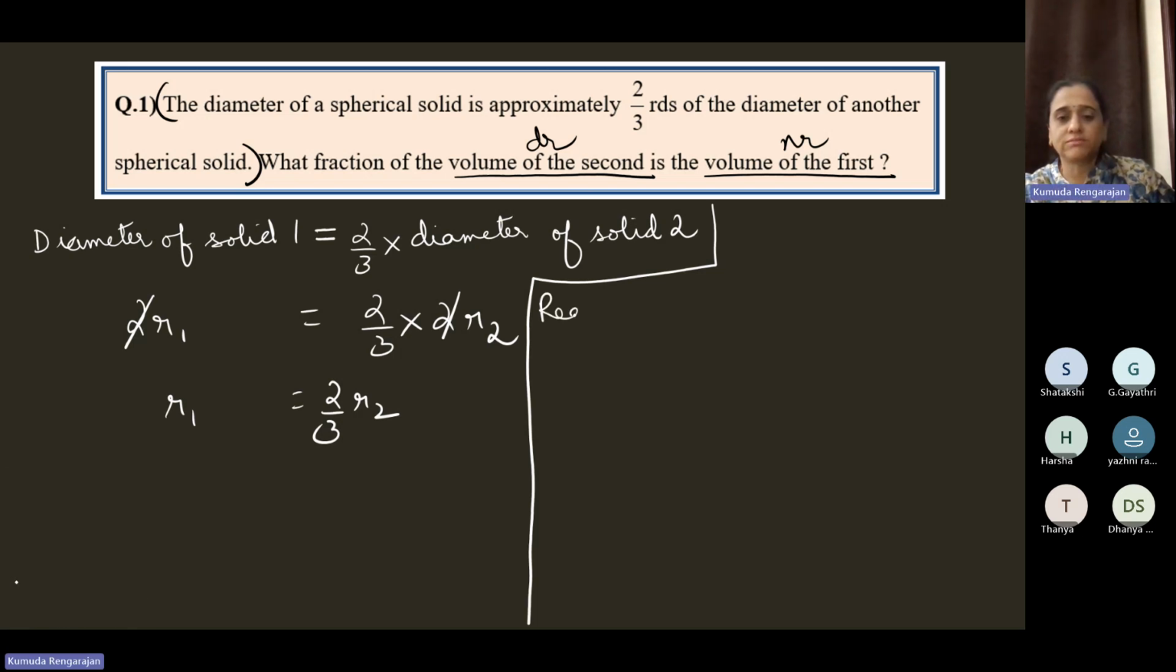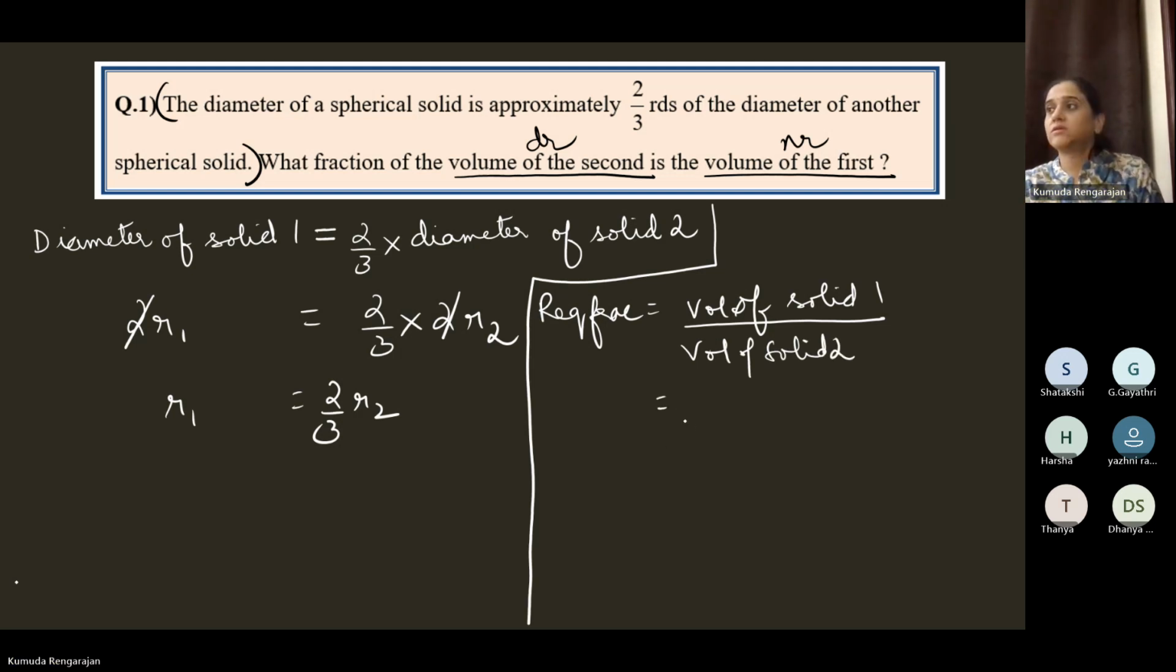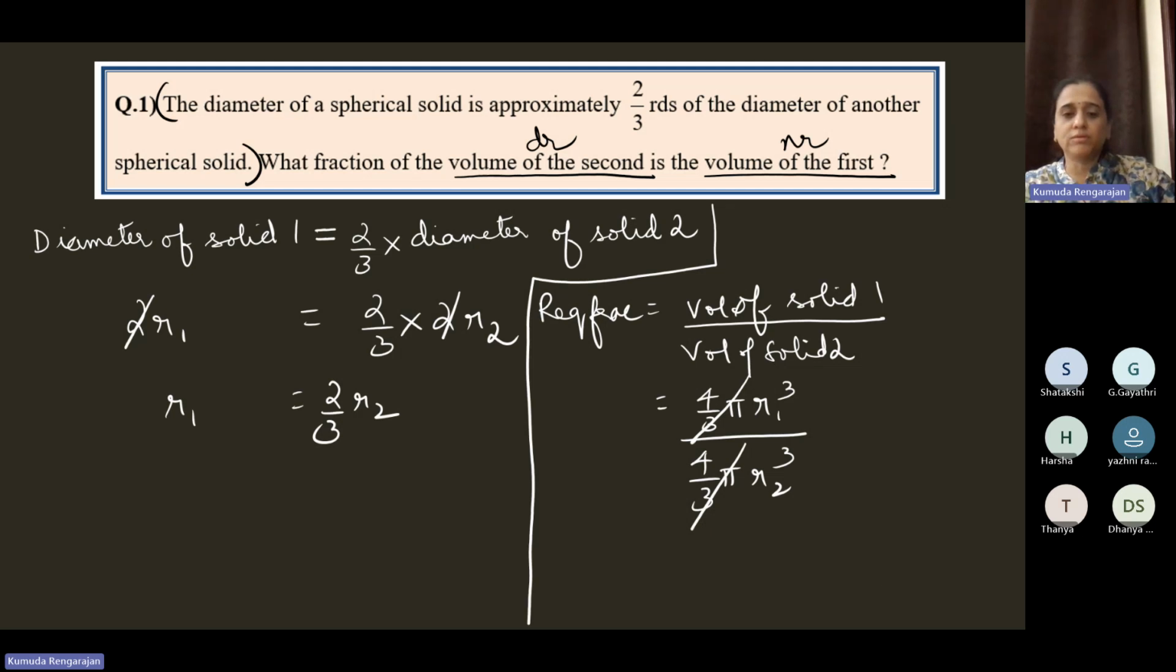The required fraction is equal to volume of solid 1 by volume of solid 2. What fraction of the volume? So what's the formula to find the volume of a sphere? 4/3 pi r cubed. So 4/3 pi r1 cubed by 4/3 pi r2 cubed. 4/3 pi gets cancelled. So it's r1 cubed by r2 cubed. But what is r1? 2/3 r2. Let's continue on the next page.